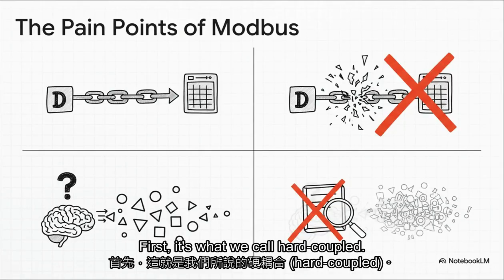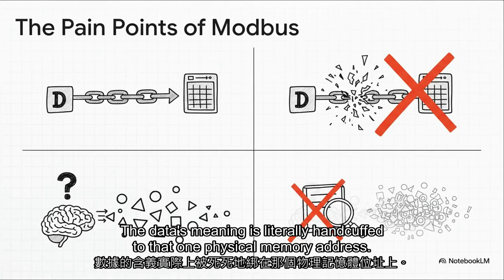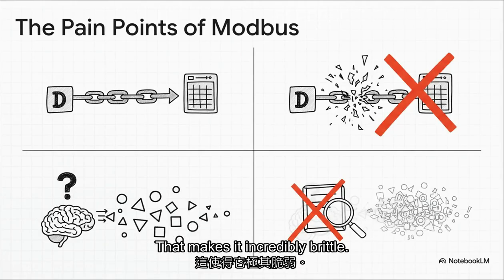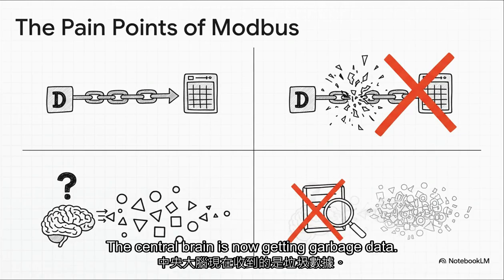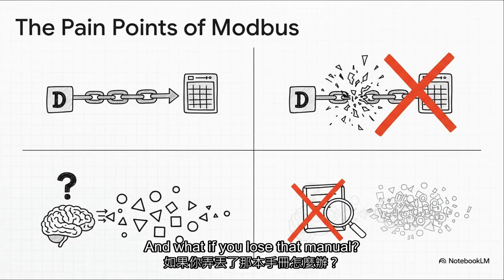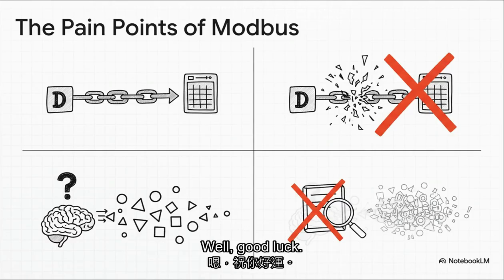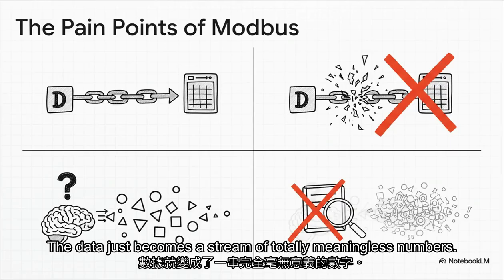First, it's what we call hard-coupled. The data's meaning is literally handcuffed to that one physical memory address. That makes it incredibly brittle. If a programmer on the factory floor changes that address, just one number, the whole system breaks. The central brain is now getting garbage data. And what if you lose that manual? Well, good luck. The data just becomes a stream of totally meaningless numbers.